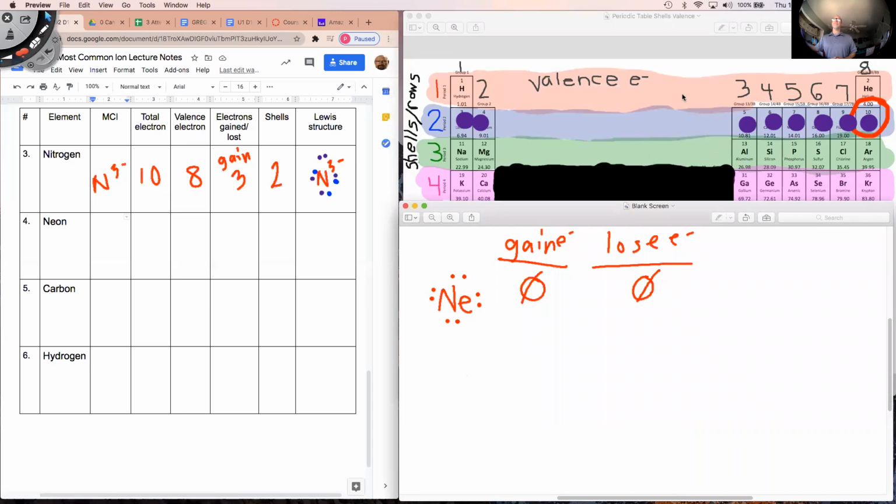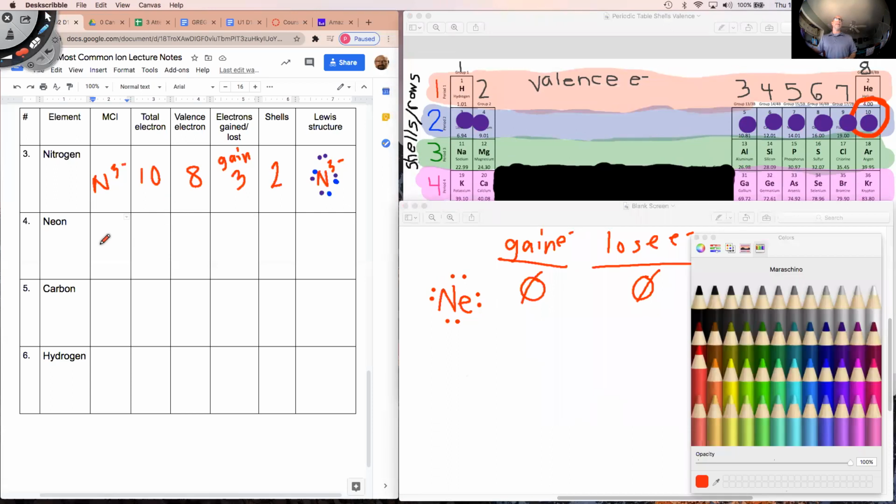Okay, so let's continue. So let's draw this in for neon. So what's the MCI? There is no MCI. There's no common ion because neon does not become a common ion. How many total electrons? Well, if we look at neon, it has that 10th electron. Just for those of you that might be like, where are the other ones? Yes, these other ones are in there as well. Those other electrons are there, okay? So how many total electrons? 10. You can see it, 10 total electrons.